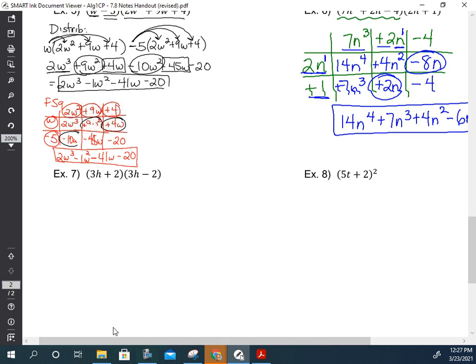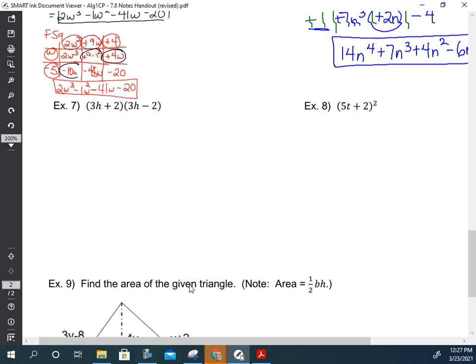All right, example 7. So, there's only one thing different about example 7. What is it? Look at the 2 parts of example 7. What's the only difference? One's a negative 2 and one's a positive 2. Does it change how you solve it? No. So if you want to distribute, distribute. If you want to do Punnett squares, do Punnett squares. I'm going to distribute since I did Punnett squares for the other one.